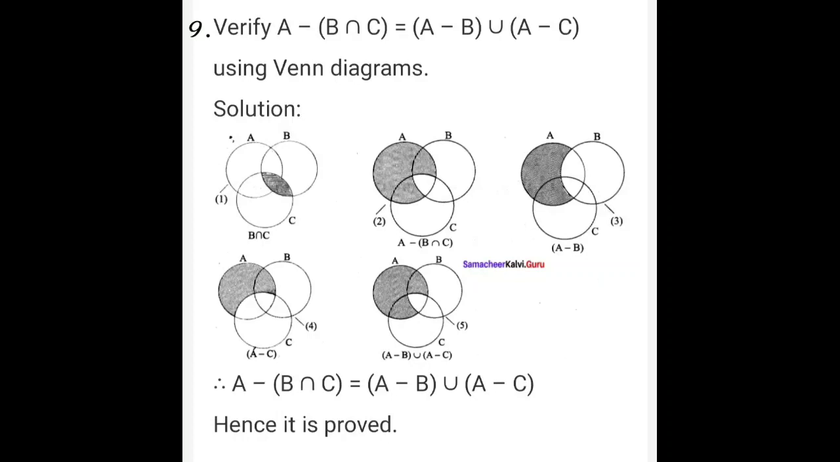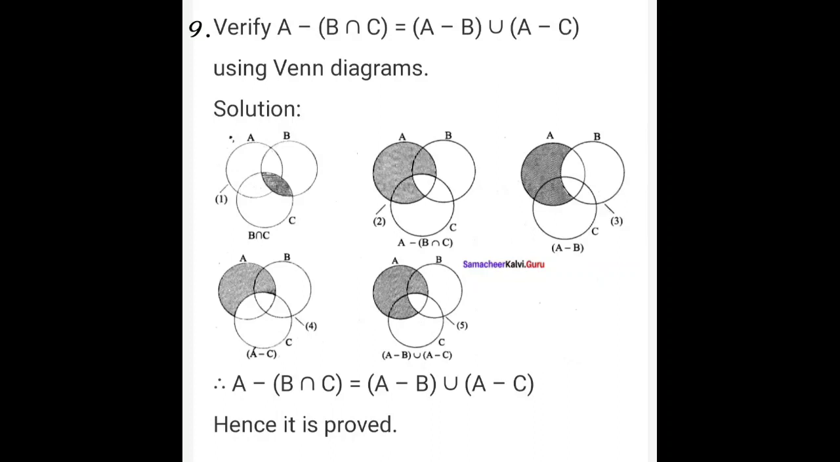Another one, De Morgan's laws for complementation. First one, (A union B)' is equal to A' intersection B'. Second one, (A intersection B)' is equal to A' union B'.